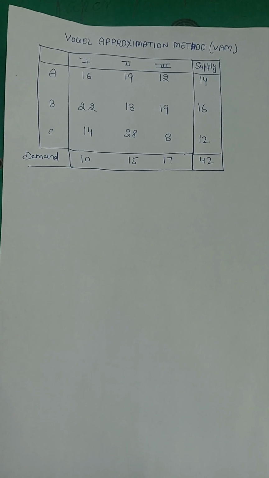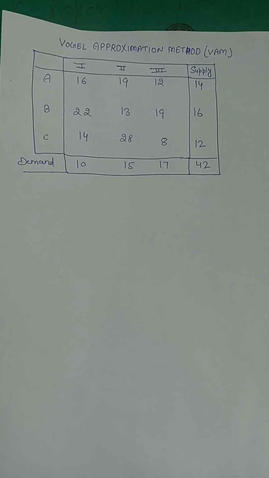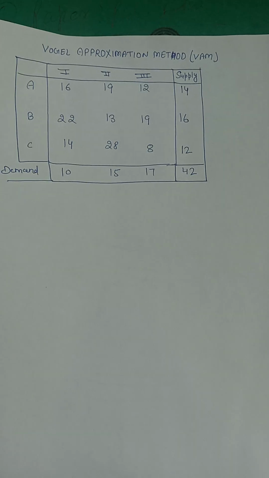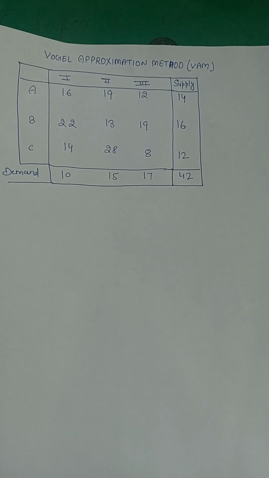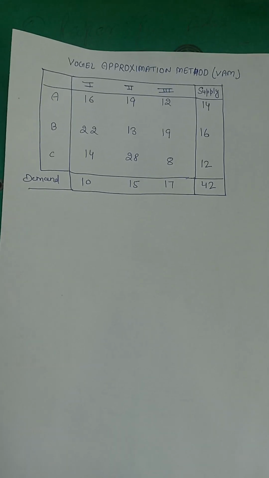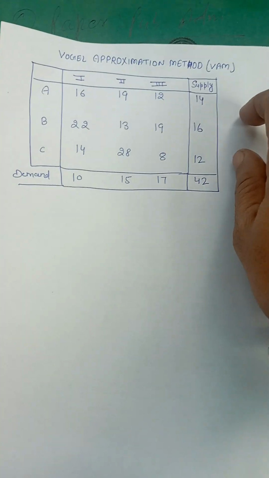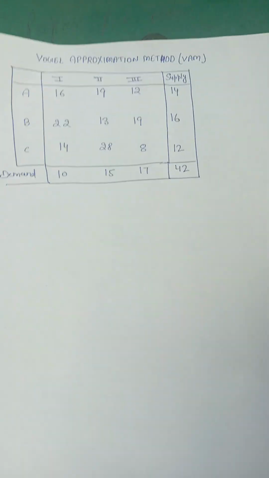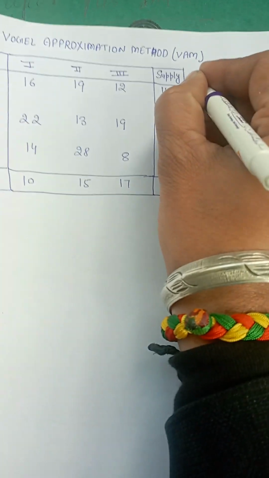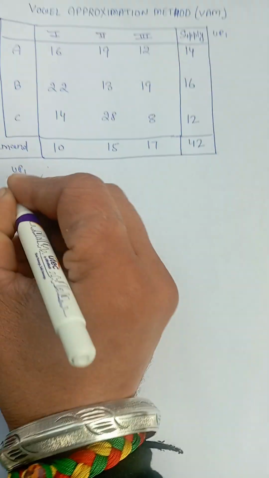The process of Vogel approximation method is, first of all, calculate the difference between the two least costs in the same row or column. This difference is known as unit penalty. Means, first of all, in every row and every column, we write the difference of the minimum two least costs outside, and this difference is known as unit penalty. First of all, we calculate unit penalty row-wise and column-wise.